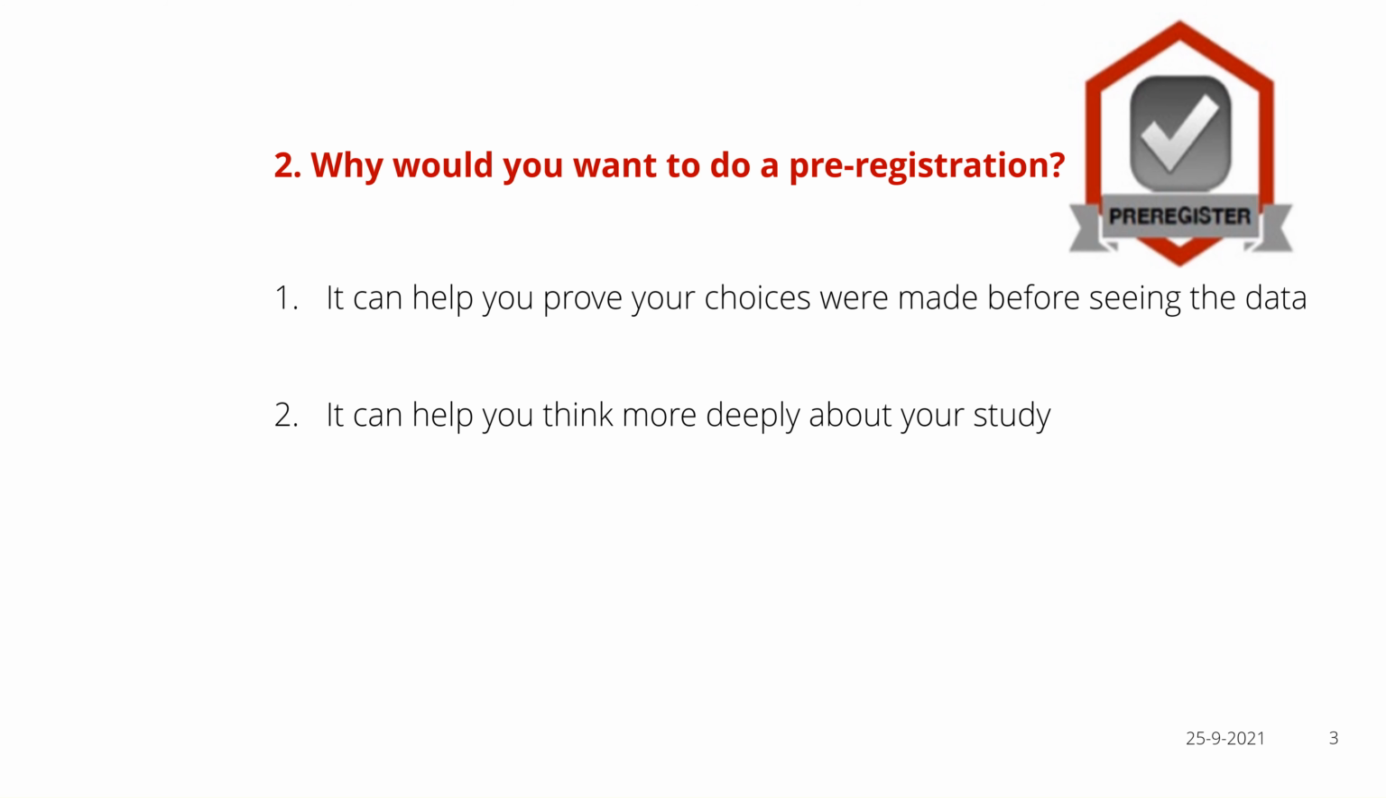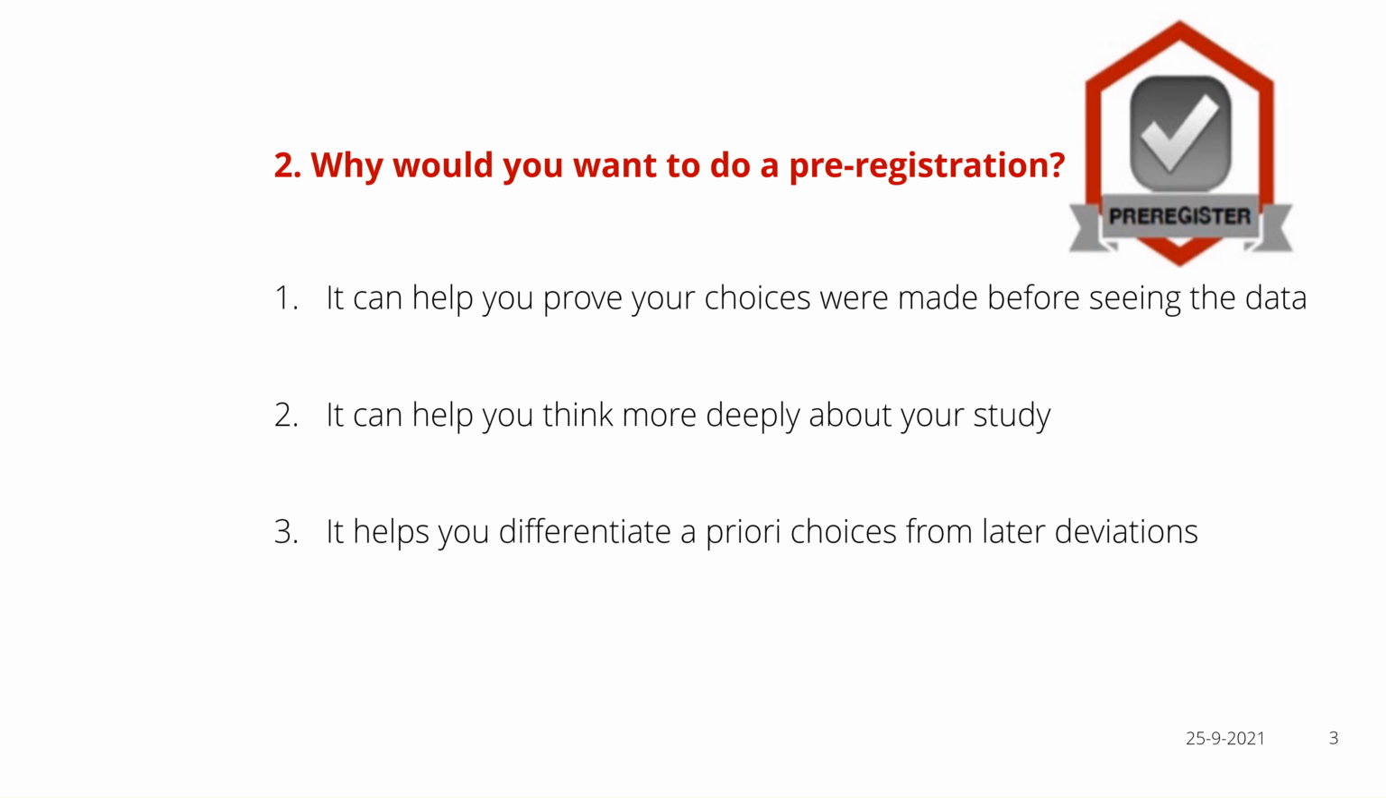This will help you save time later, as the choices of what to do and how to do it have already been made. Thirdly, it helps you differentiate choices made before seeing the data from later amendments, both for yourself and for others. As you probably know if you've ever conducted a study, changes to the original plan are often made as a study progresses. Sometimes changes need to be made because the initial plan turns out to be unfeasible, or because new insights have emerged that show it to be suboptimal.